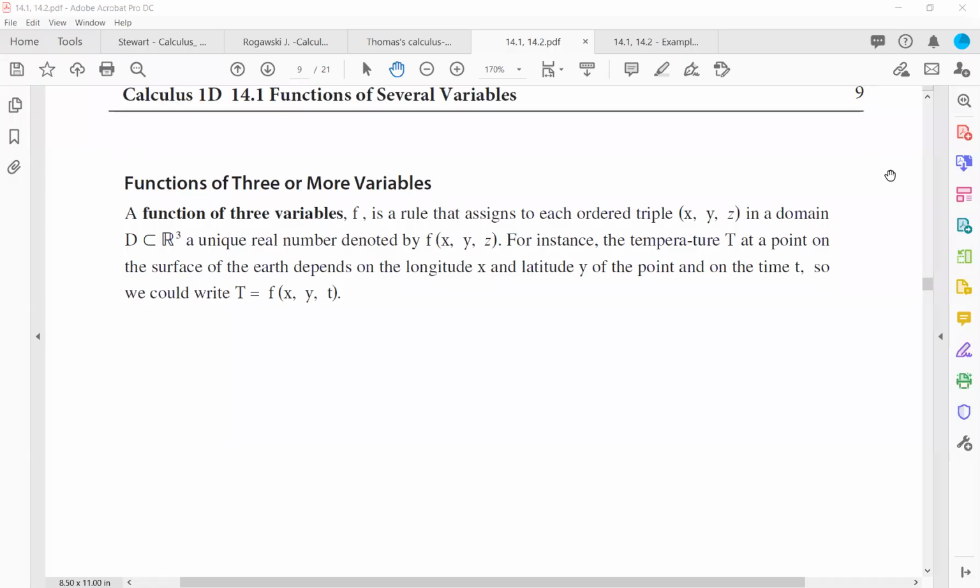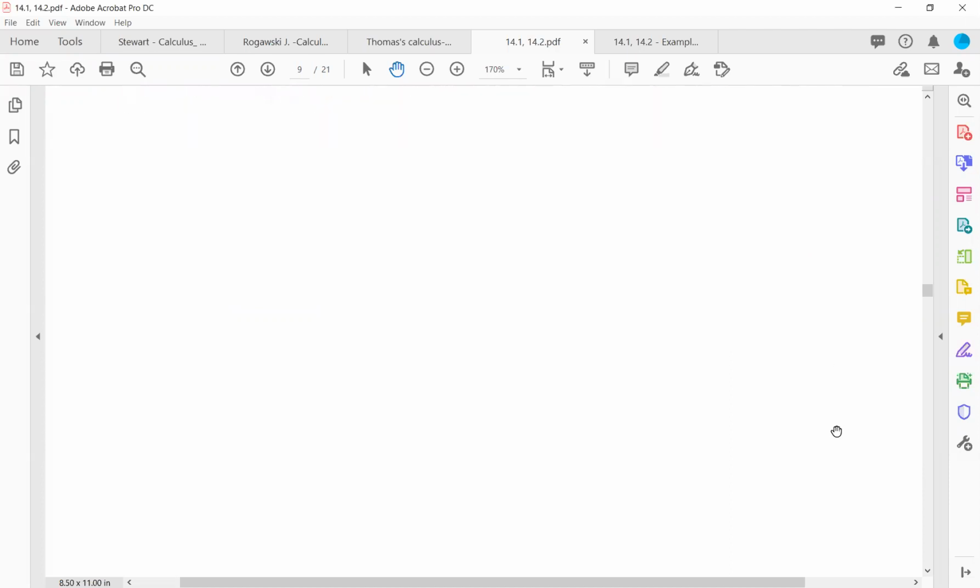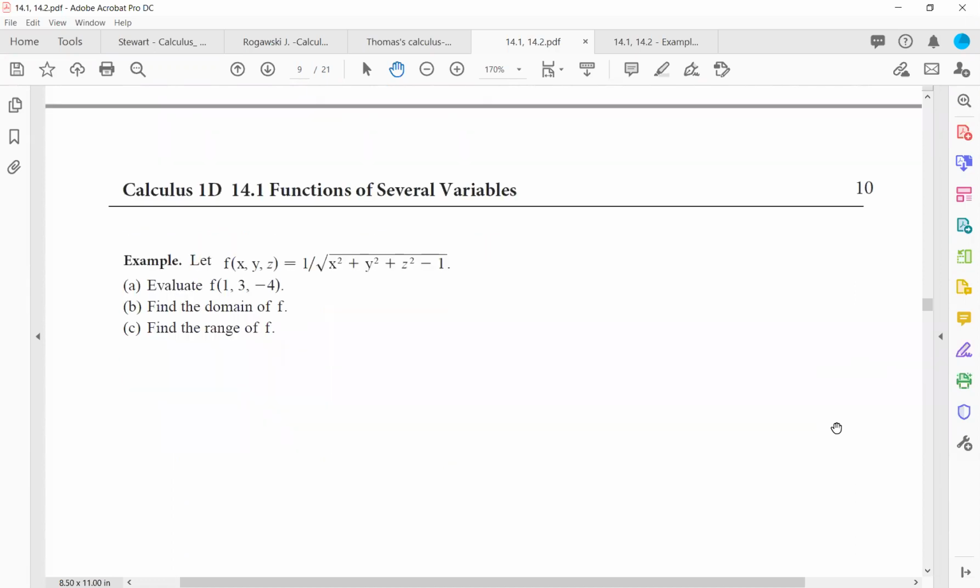Finally, we can add more independent variables like time to the function, and we define a function dependent on time. For example, take a look at this function, f of x, y, z equals 1 divided by square root of x squared plus y squared plus z squared minus 1. First of all, you can evaluate the function, then you can find the domain and range of the function. Please pause the video, solve this question.